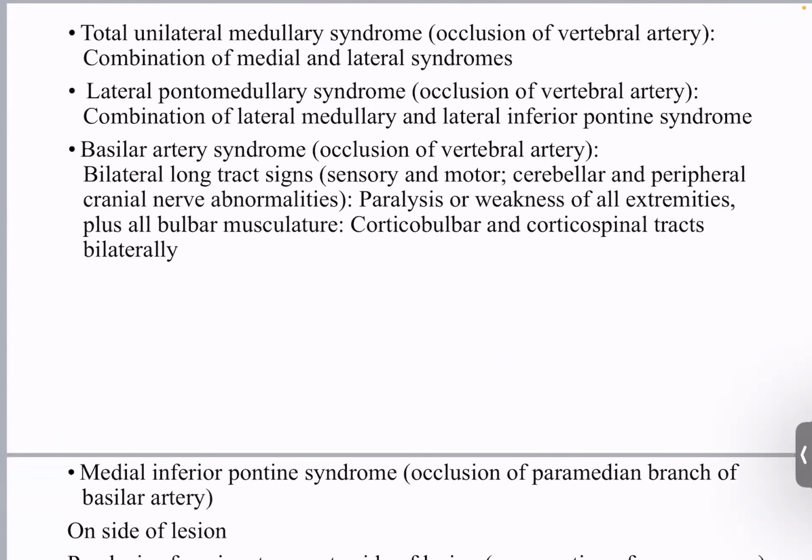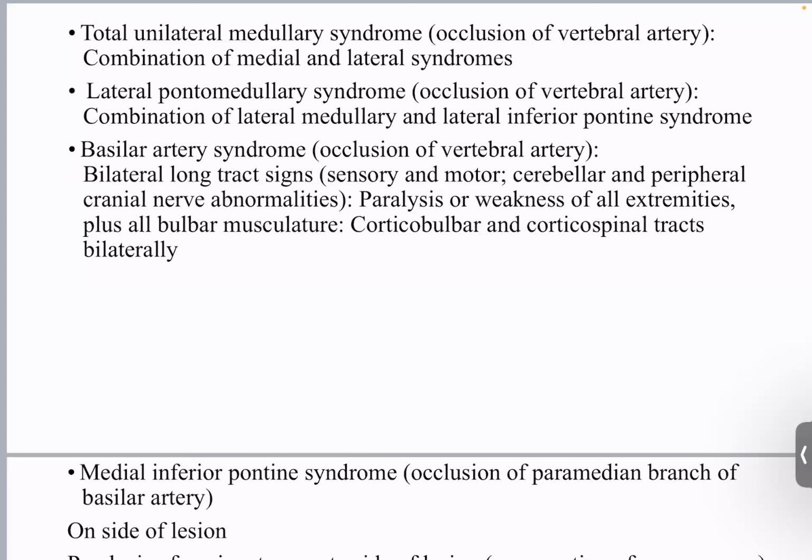And there will be contralateral involvement of the power or sensations. And the 4M, which are the medial structures, are motor pathway, motor cranial nerves, medial lemniscus, medial longitudinal fasciculus. Four lateral structures are spinocerebellar pathway, spinothalamic pathway, fifth cranial nerve and sympathetic pathway.